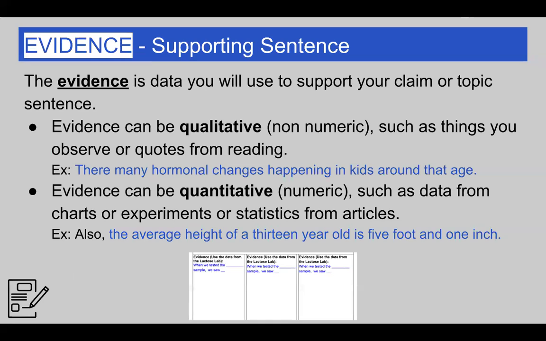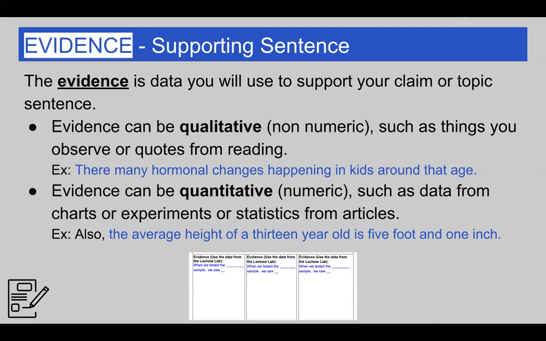Your evidence are your supporting sentences. The evidence is data. Remember, data that you will use to support your claim or topic sentence. The evidence should be qualitative, non-numeric, such as things you observe or quotes from the reading. And in our example, one piece of evidence that is qualitative is there are many hormonal changes happening in kids around that age. There's no numbers involved, but it is telling you a piece of evidence.